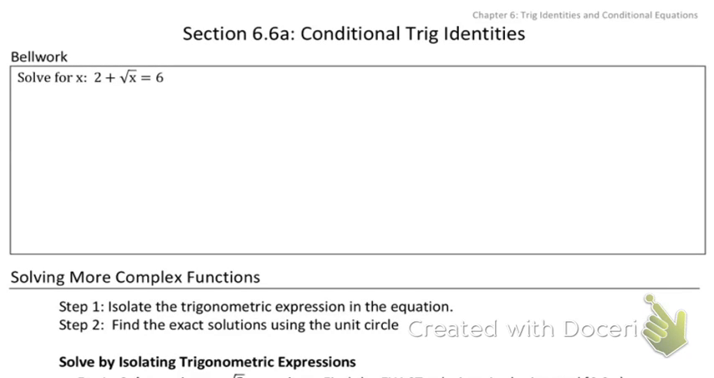All right, so we're supposed to solve for x. We have 2 plus square root of x equals 6. Well, in order to solve this problem, we need to isolate the square root of x, because we know at some point we need to square both sides. It's easier when it's all by itself. So we're going to isolate that square root of x. So I would just subtract 2 from both sides.